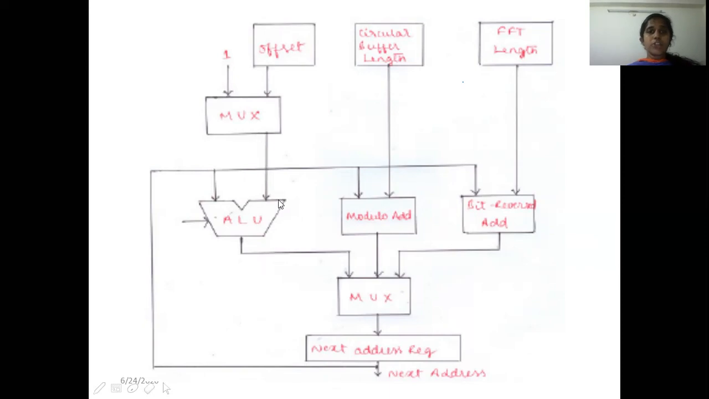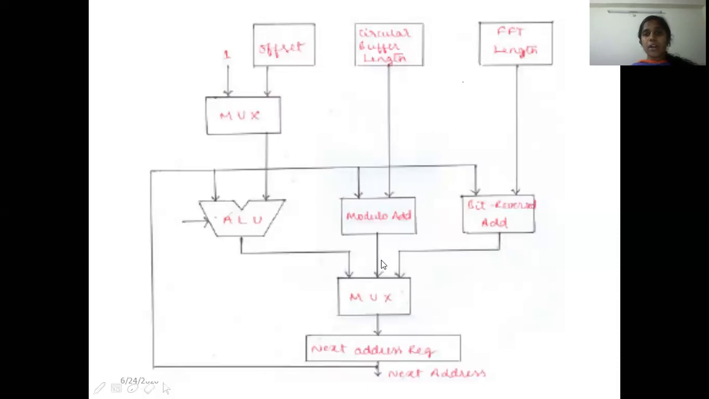Coming to the arithmetic logic unit, the offset and the one as an input will be given to the mux. Some operation is done on it, and the output of the mux is given as one of the inputs to the arithmetic logic unit, and the other input will obviously be the next address, which is generated by the next address register. So how does it get generated? What is the input to this next address register? The output of the ALU is given as input to this multiplexer.